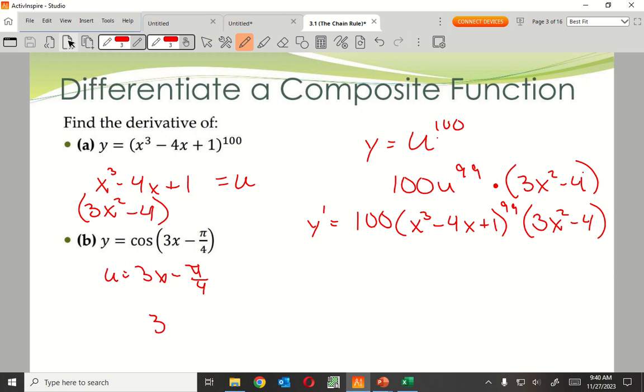And so the derivative of the inside, let's call that u prime. And then inside, right here, so now over here I'm going to have cosine of u.